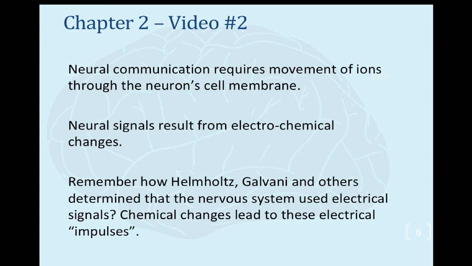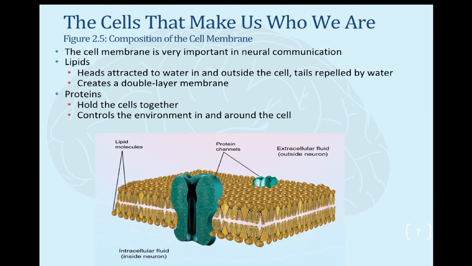Neural communication requires movement of ions through the neuron cell membrane. Neural signals result from electrochemical changes. So remember how Helmholtz, Galvani, and others determined that the nervous system used electrical signals? It is chemical changes that lead to these electrical impulses.